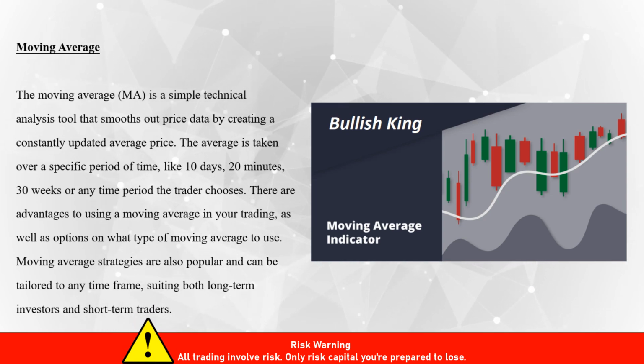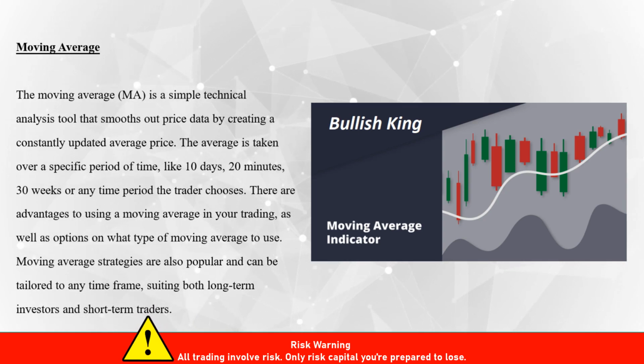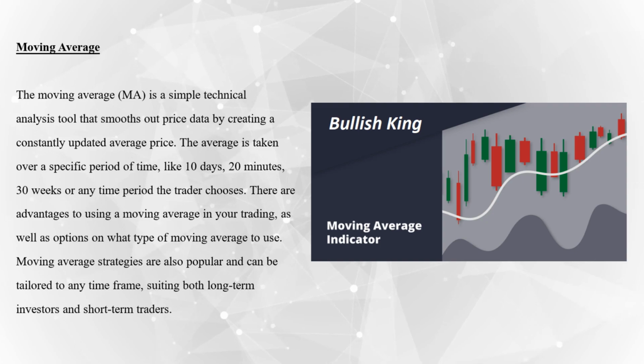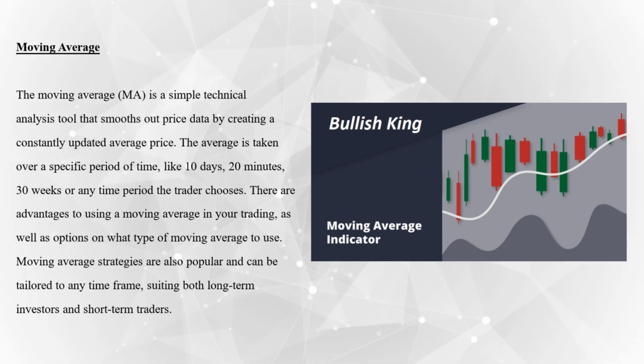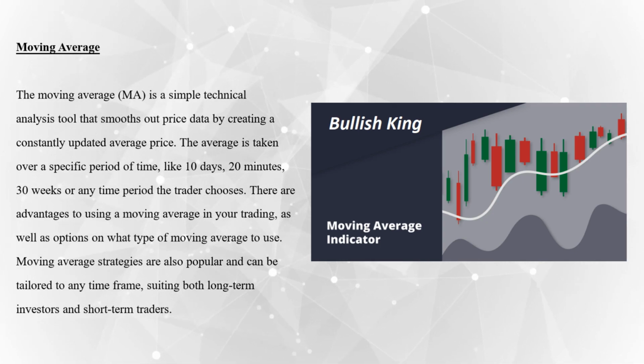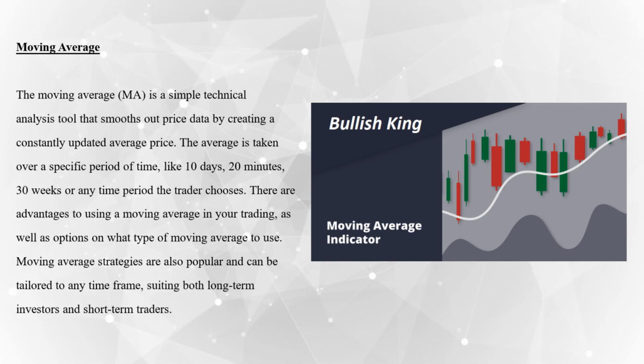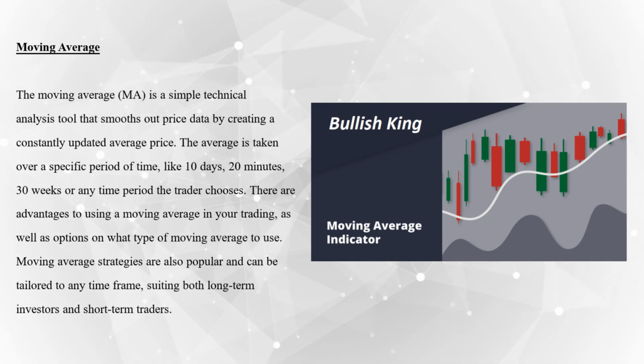The moving average, MA, is a simple technical analysis tool that smooths out price data by creating a constantly updated average price. The average is taken over a specific period of time, like 10 days, 20 minutes, 30 weeks or any time period the trader chooses.